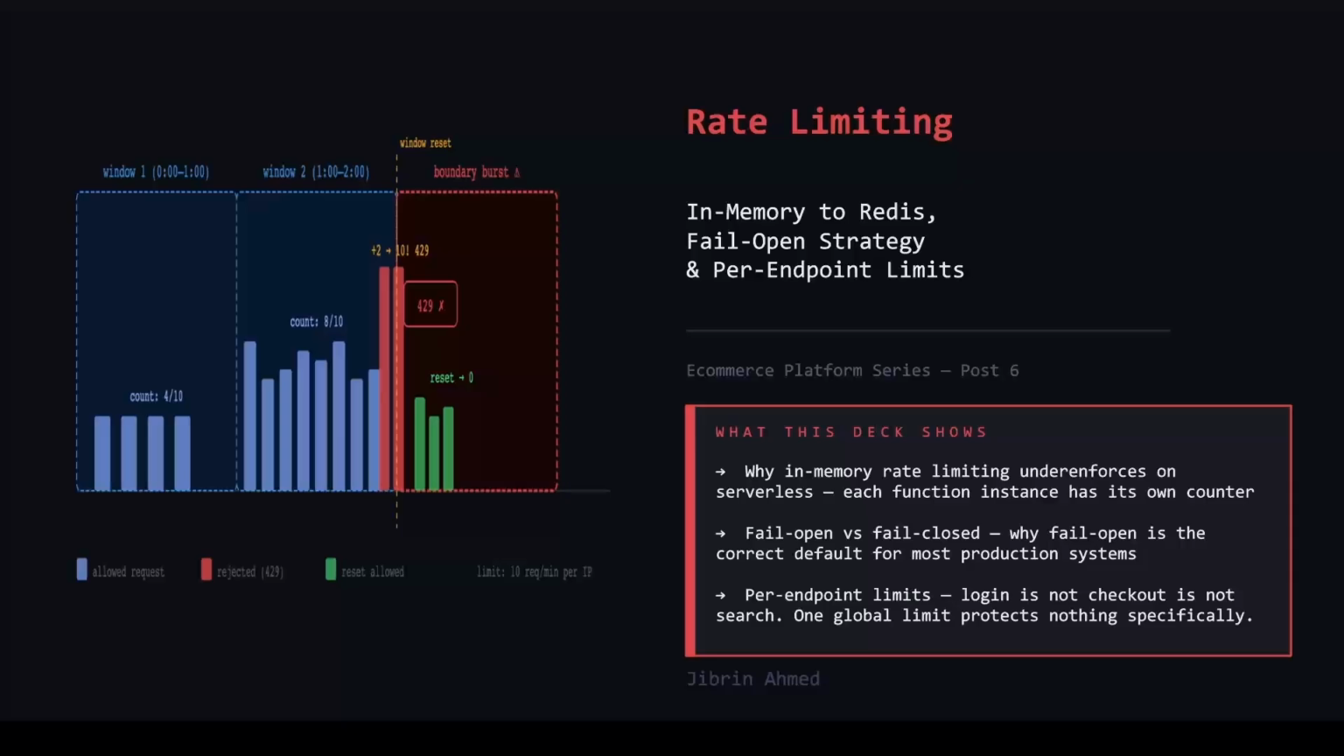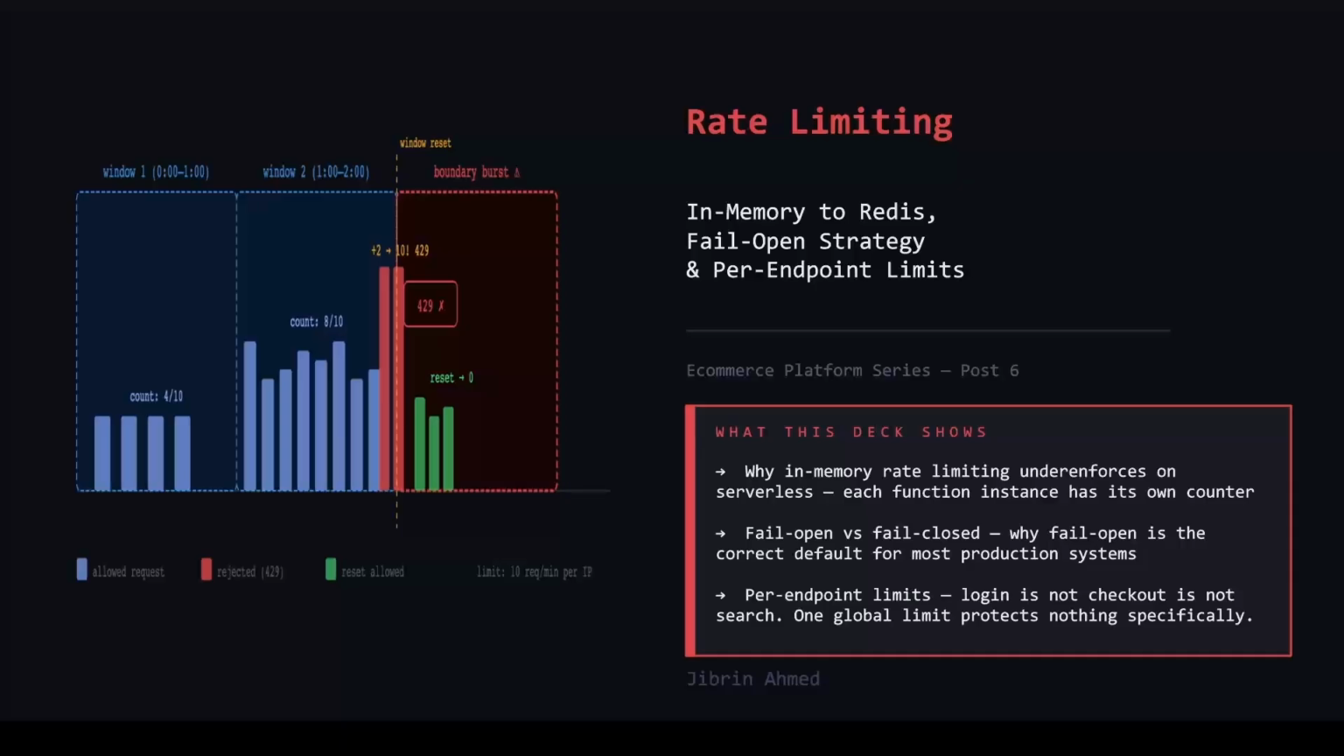And I'm building a full stack e-commerce platform for digital products and software services with Next.js and Supabase. This series is about the architectural decisions behind the platform, what I built, why I built it that way, and what I do differently. Today, we're going to be getting into rate limiting for my e-commerce platform, in-memory to Redis, fail open strategy, and per-endpoint limits.